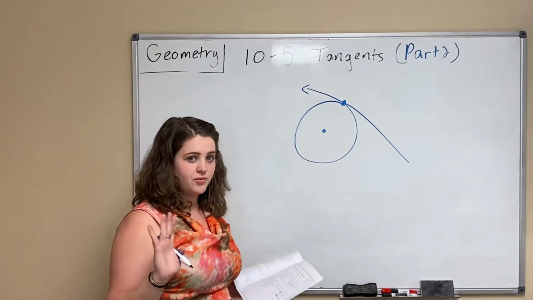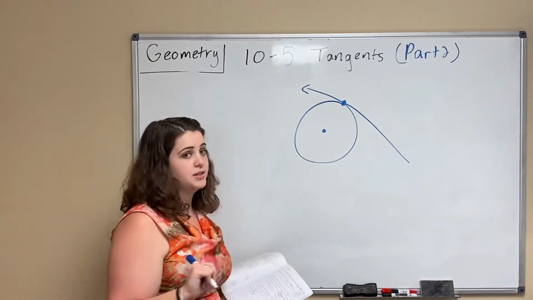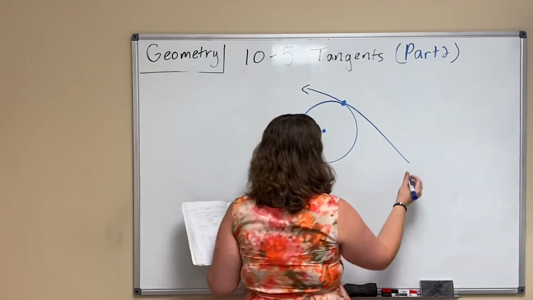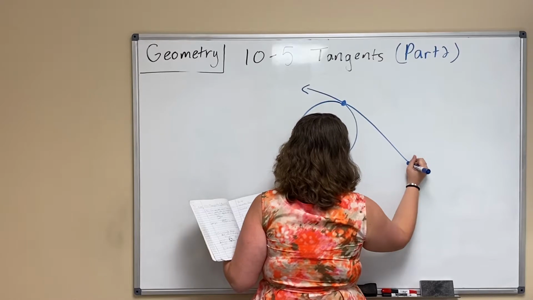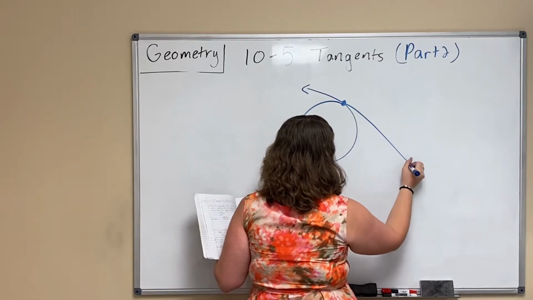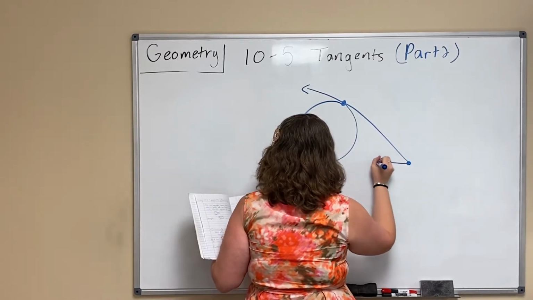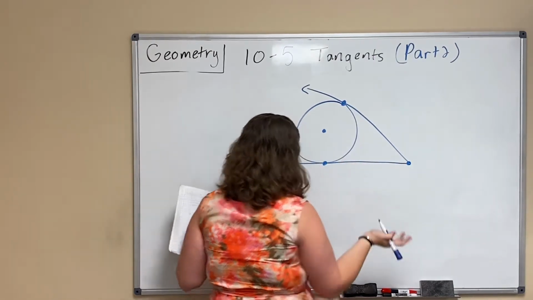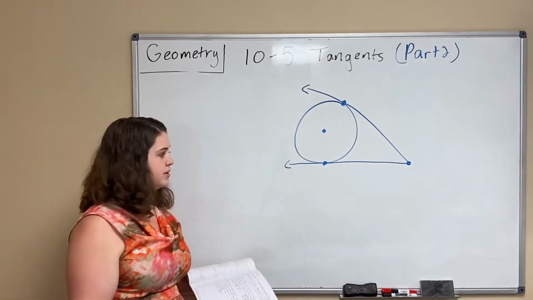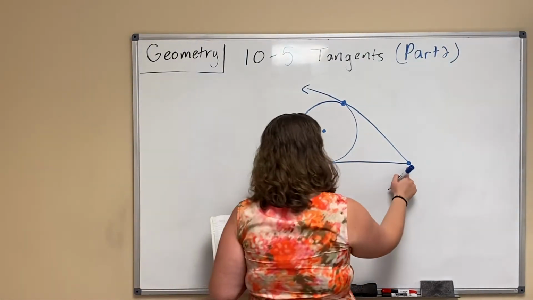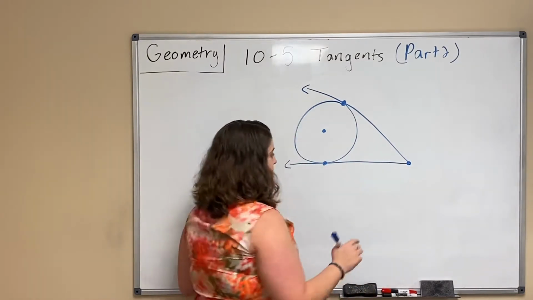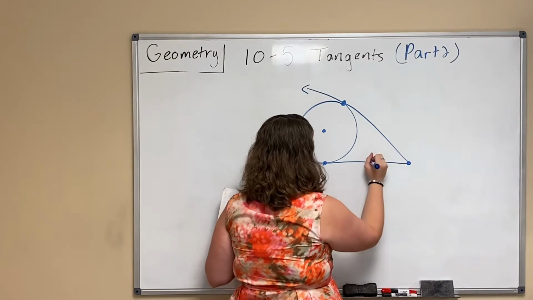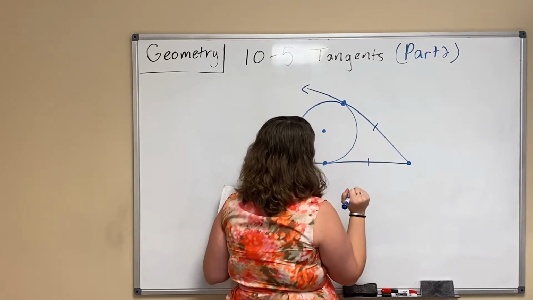Today we're going to take it one step further. Instead of just one tangent, what happens if there are two tangents? So, if we have two tangents and they come from the same exterior point and then they both intersect our circle, because they're tangents, so they intersect our circle at one point, but they originated from the same point, then that means the segments formed from this point to where it intersects the circle are going to be congruent.